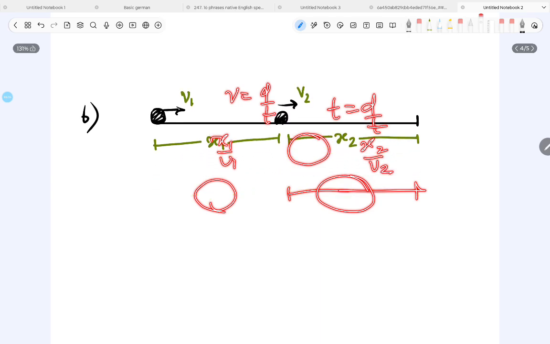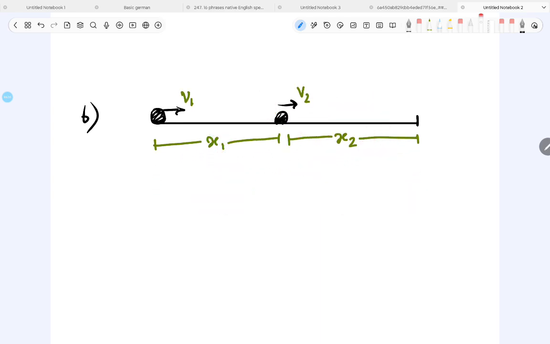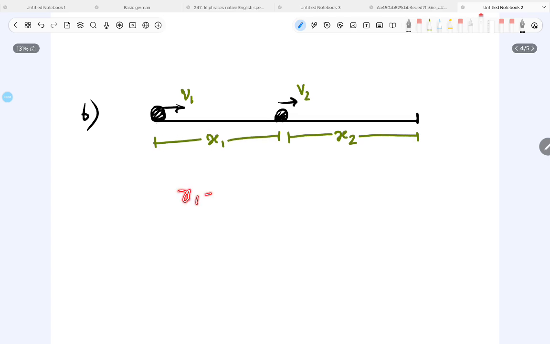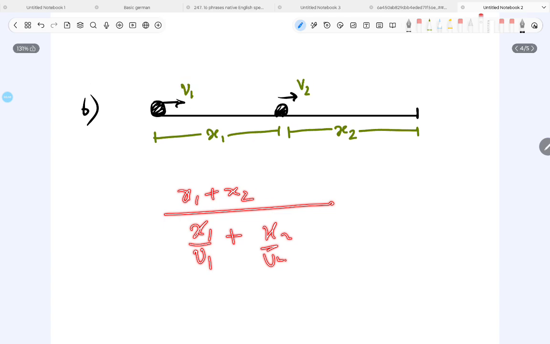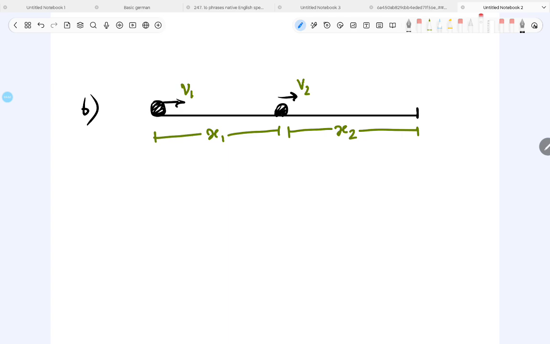Now as you get the time, you can just put the values. Total distance by total time: x1 plus x2 divided by time. What is going to be the time? It will be x1 by v1 plus x2 by v2. So this is how it is. Then we take the LCM and then we solve it.